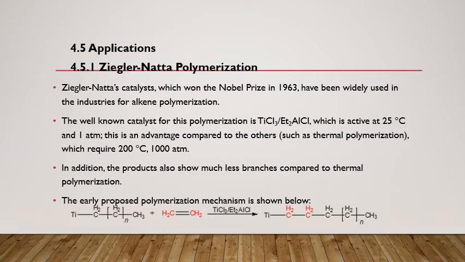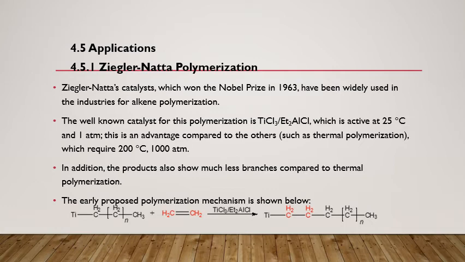Now, we move to the application of coordination metals or metal complexes in industry. The first example is Ziegler-Natta polymerization, in which the Ziegler-Natta catalyst is used for alkene polymerization. The well-known catalyst is TiCl3 and Et2AlCl, where this catalyst is active at 25 degrees and 1 atm, meaning at room temperature conditions.